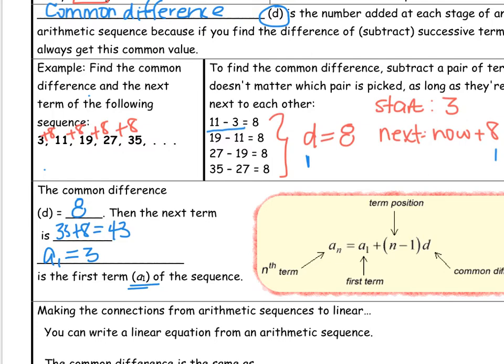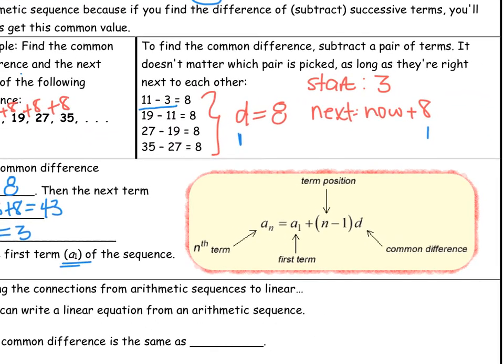Let's go over and look at our formula from a couple units ago. Our formula for an arithmetic sequence, for any term in the sequence, a sub n (if I want to find the 10th term, that would be a sub 10), is equal to the first term plus the quantity n minus 1 times the common difference. A1 is the first term, D is the common difference, and n is the number of the term that we're looking for.